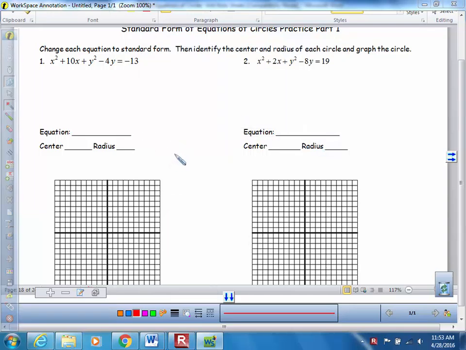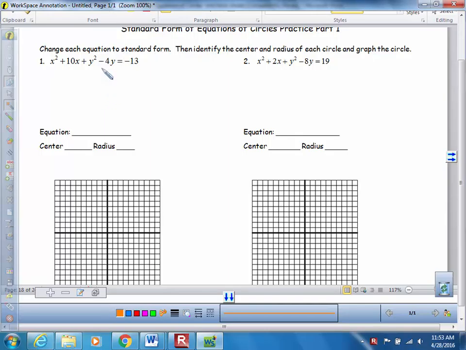Okay, so let me go over this since I told you wrong yesterday. So this is what we learned yesterday, and then we'll move on to what we're learning today. So yesterday we talked about completing the square.